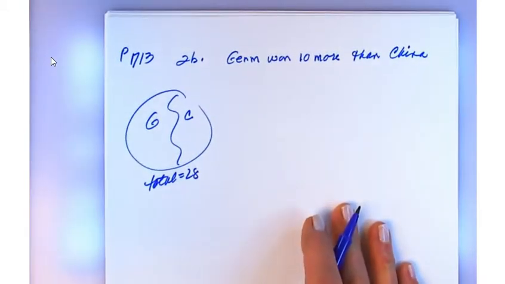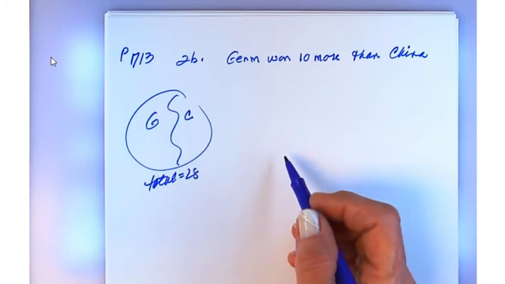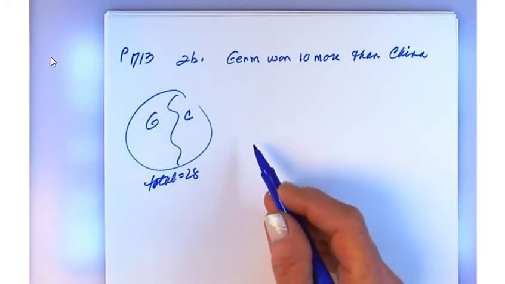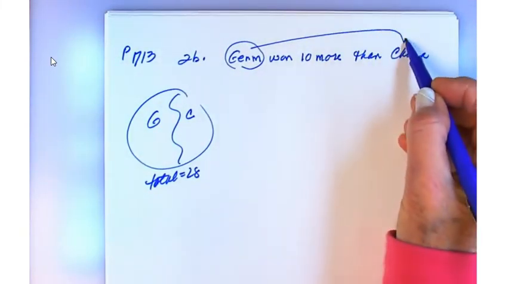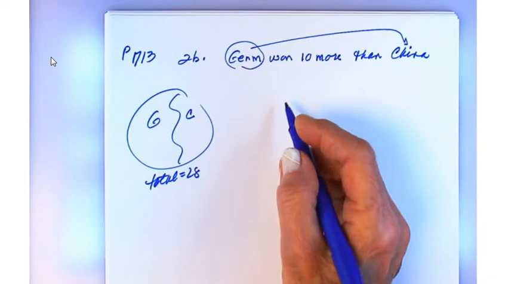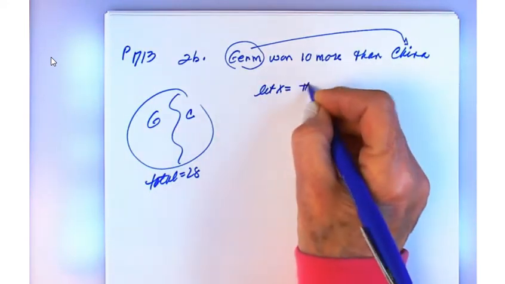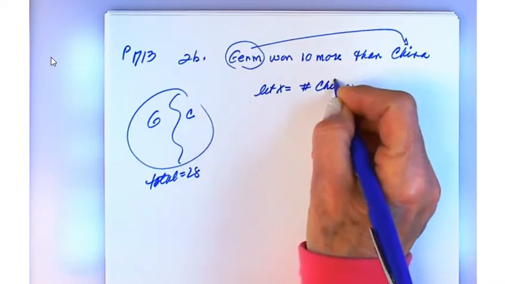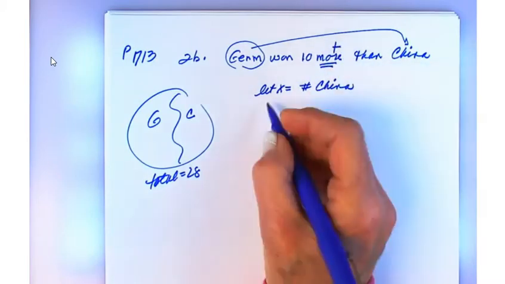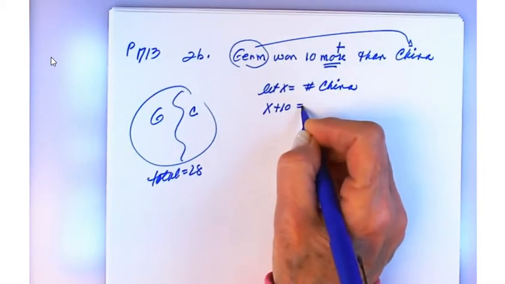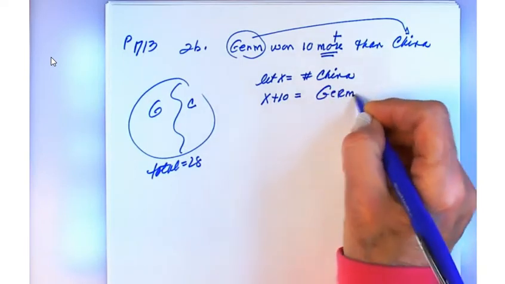So now I have to decide what should I let x equal and what should I let for the other one. So Germany is in terms of China, so we're going to let x equal the number of medals for China. And now it says more than tells me to add, so I have x plus 10, and that will be Germany.